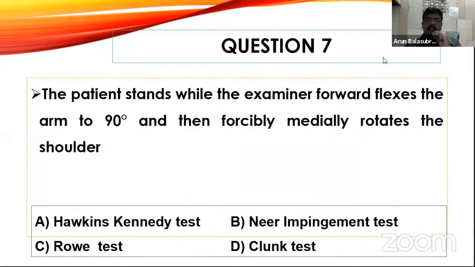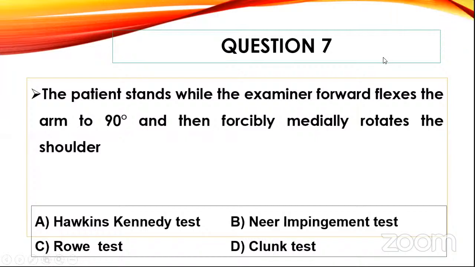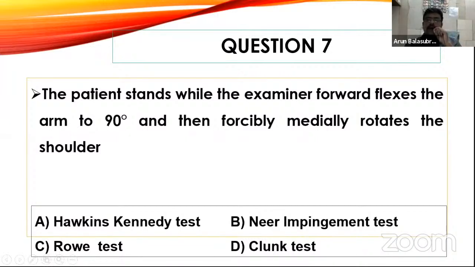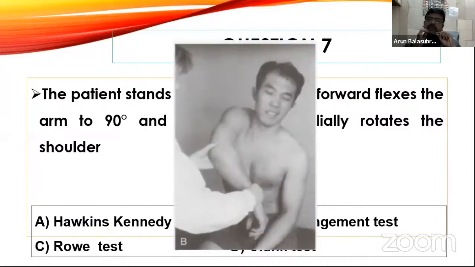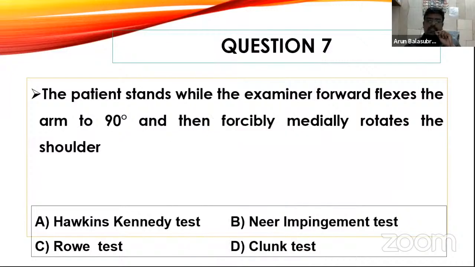Right, we move on to the next question. The patient stands while the examiner forward flexes the arm to 90 degrees and then forcibly medially rotates the shoulder. So the arm is flexed to 90 degrees and the shoulder is forcibly medially rotated like this. What is the name of the test? Is it the Hawkins Kennedy test, Neer impingement test, Rose test or Clunk test?